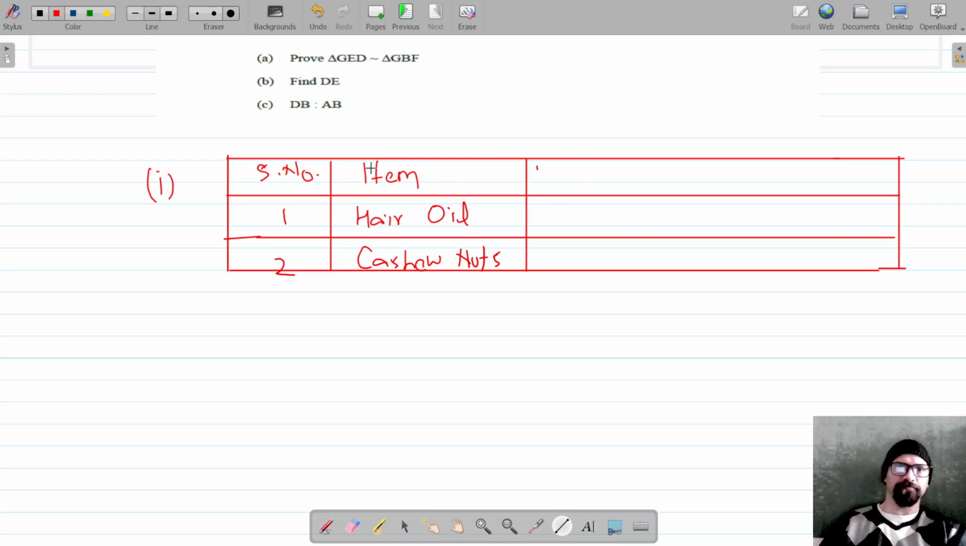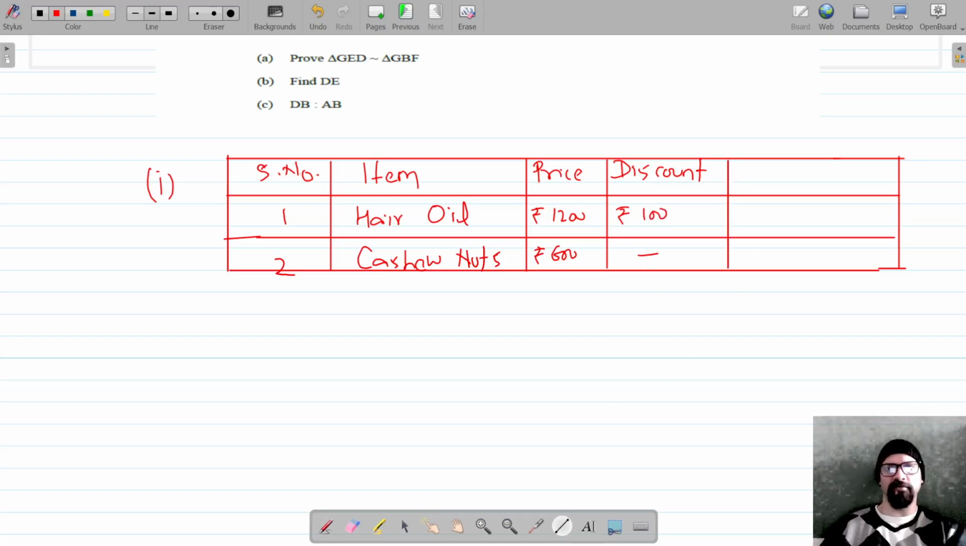And the price is rupees 1200 for the hair oil, sorry, and for the second one, it's rupees 600. So she bought cashew nuts for 600 and the hair oil for rupees 1200. Now there is a discount. So discount given here is rupees 100 on this, and on this there is no discount. So that means we have the discounted value, so the last column should be the discounted value.